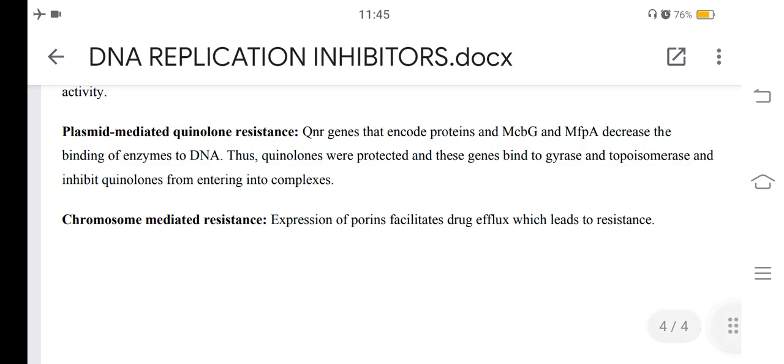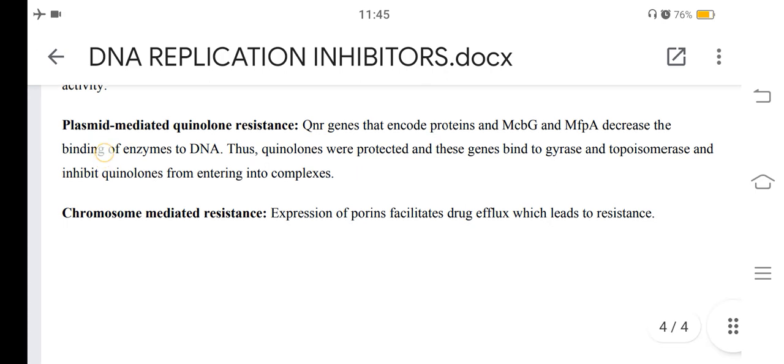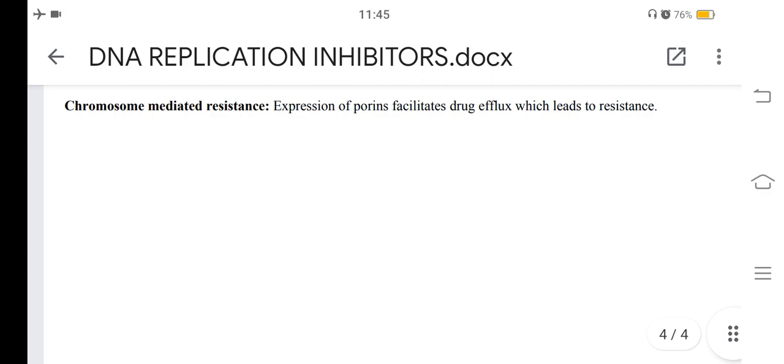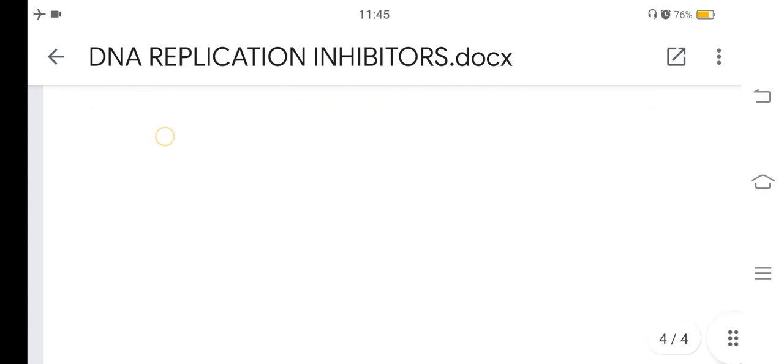Then plasmid-mediated quinolone resistance. Qnr genes encode proteins, and McbG and MfpA decrease the binding of enzymes to DNA. The quinolones were protected, and these genes bind to gyrase and topoisomerase and inhibit quinolones from entering into complexes. Then chromosome-mediated resistance: expression of porins facilitates drug efflux, which leads to resistance.